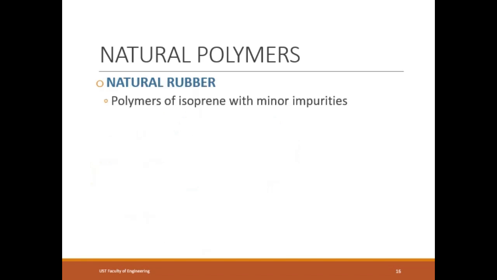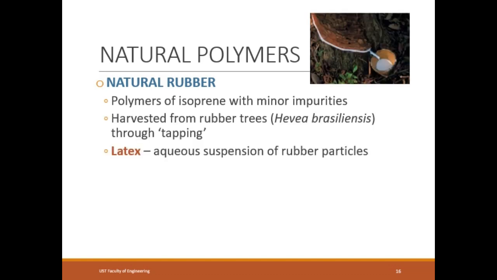And then the last type of natural polymers is the polymer of isoprene, which is the natural rubber. This polymer comes from the sap of a rubber tree, where an aqueous suspension called latex, a milky white fluid, is produced through tapping. After collection of the tapped latex, rubber is recovered from the emulsion by coagulation with formic acid, creating crumbs that resemble curds of milk.